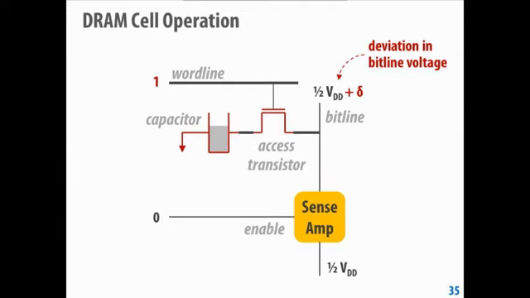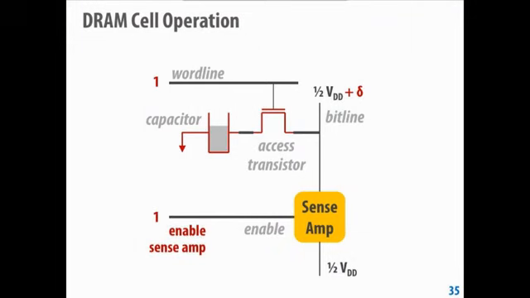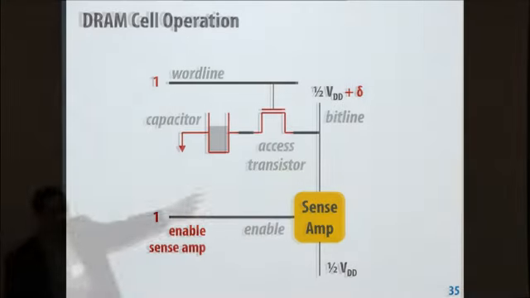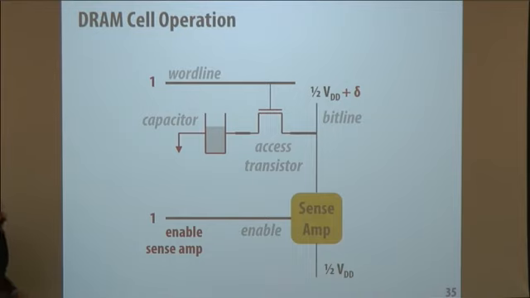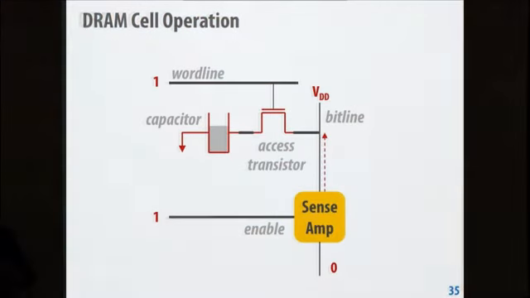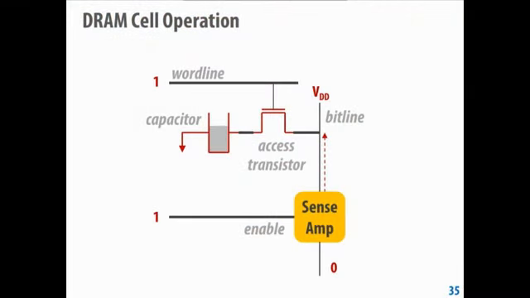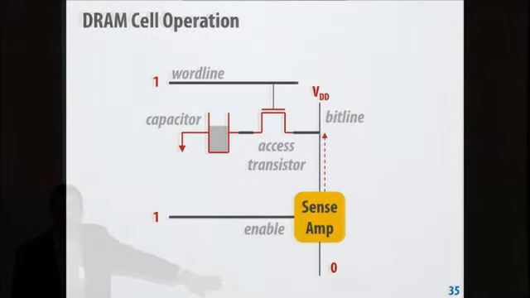In this particular state, if we enable the sense amplifier, it is going to detect the deviation on the bit line. Essentially, it's going to compare the top and the bottom and say that the top is slightly higher than the bottom, and it's going to amplify the deviation until it reaches the extremes, where the top becomes VDD and the bottom becomes 0.